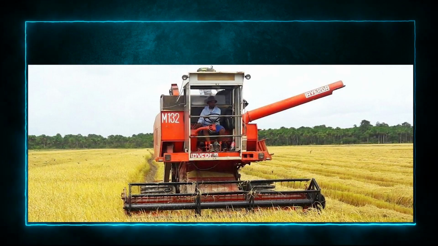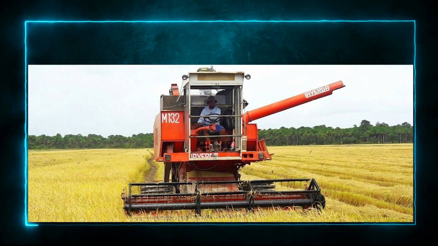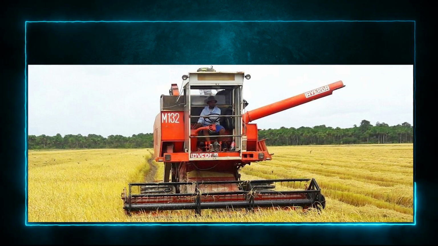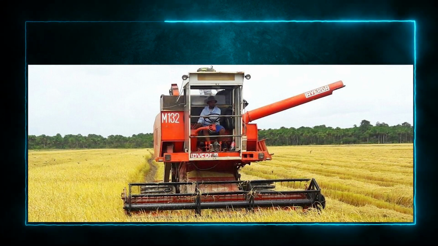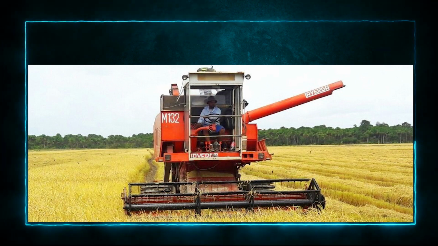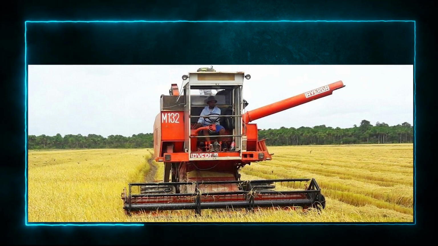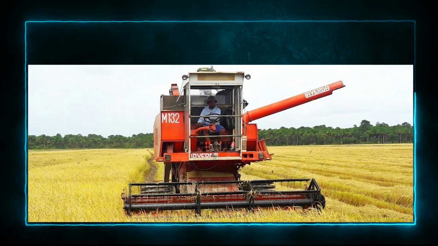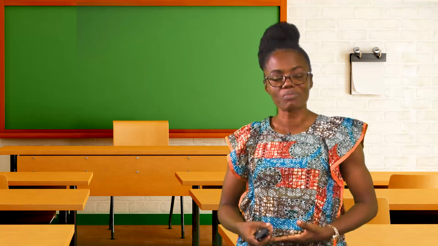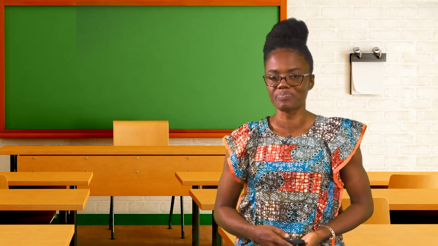As you would notice in the next picture, there is a rice harvester, which is a combine. And so that machine is used by many farmers to reap or to harvest their paddies. Yes, and that makes reaping quite easy. So boys and girls, those are some of the activities that are done on the low coastal plain.